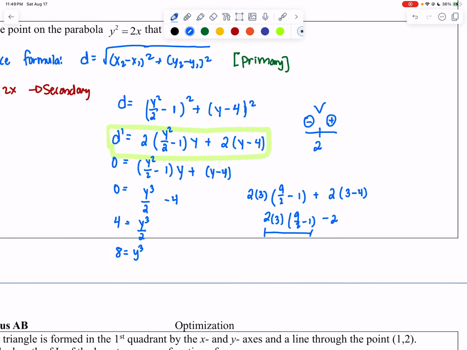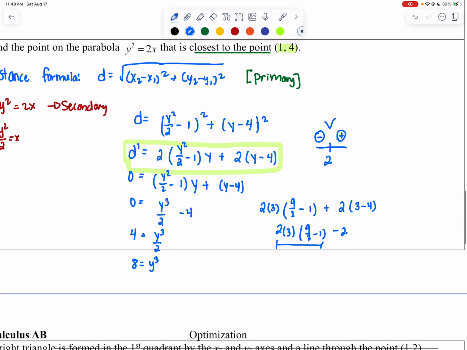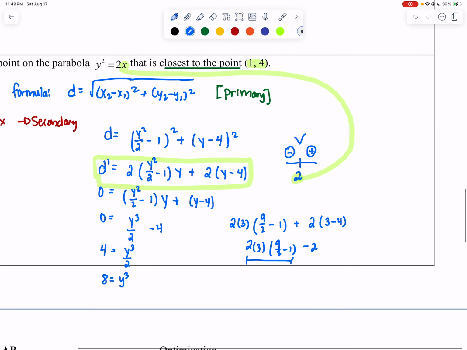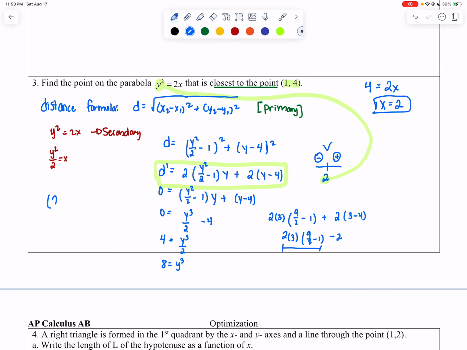Crazy. So because we have a minimum, what we're going to do is go ahead and plug in 2 back into my secondary equation. So we're always going to most likely plug it back into our secondary equation here. And that's going to give us a value of, well, what is this? This is our y value. Oops. So let me plug it in into my y value, not x. So that's going to be 4 is equal to 2x. So x is equal to 2, meaning that my coordinate is going to be 2, 2.